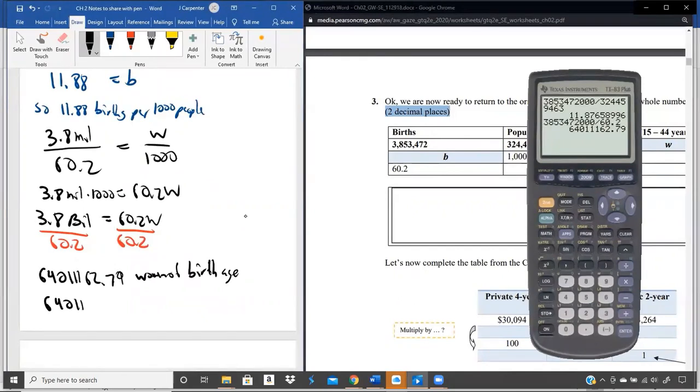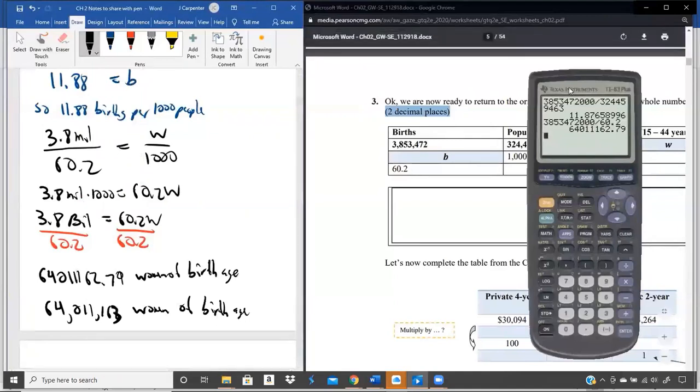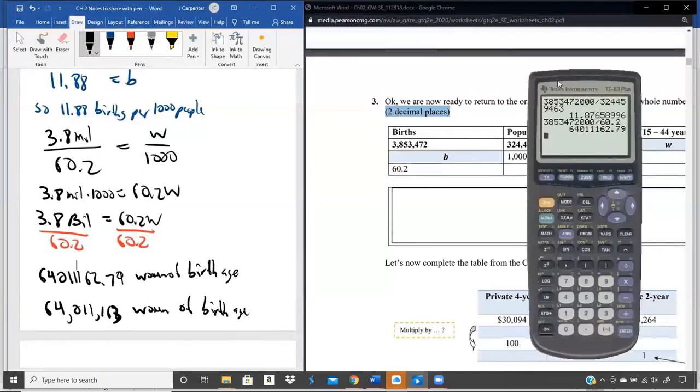So 64,011,163. I knew my comma placement wasn't perfect there. Let me just rewrite the number. I can do better than that. 64,011,163 women of birthing age. That's the answer. It's not 64 million people, 64 million women of birthing age.